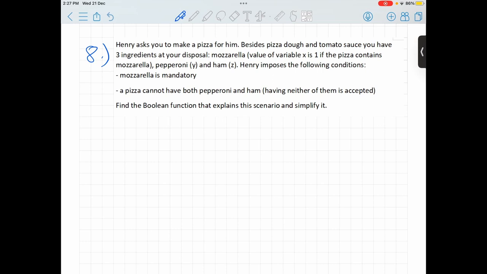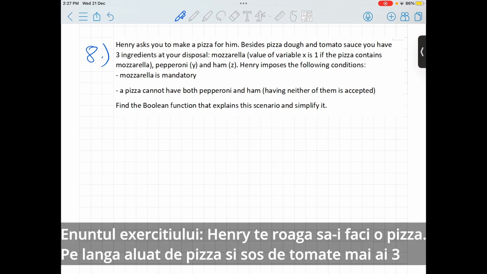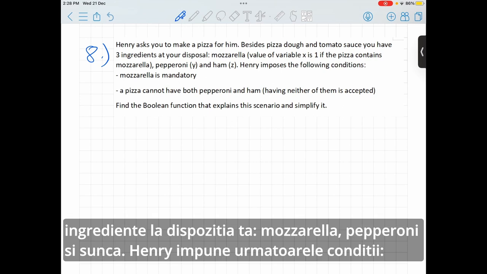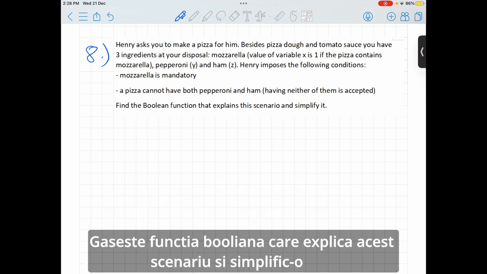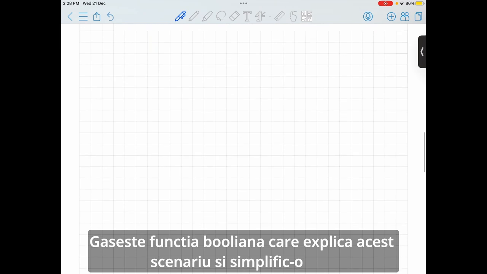In this exercise, it's similar with the previous one. So Henry asks you to make a pizza for him. Besides pizza dough and tomato sauce, you have 3 ingredients at your disposal: mozzarella, pepperoni, and ham. Henry imposes the following conditions. Mozzarella is mandatory. A pizza cannot have both pepperoni and ham. Find the Boolean function that explains this scenario and simplify it.